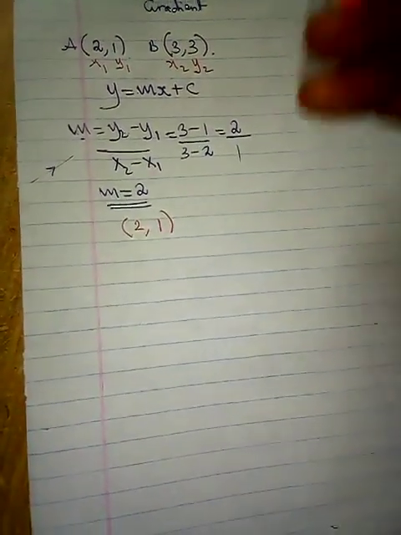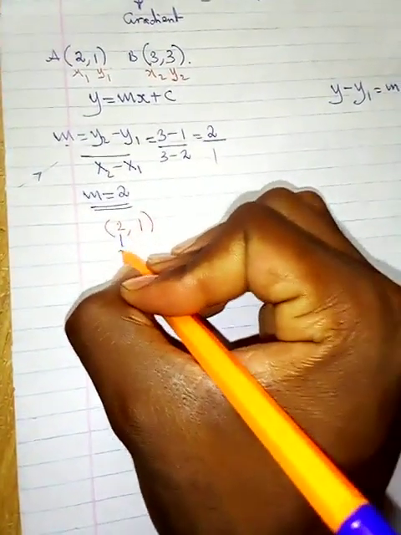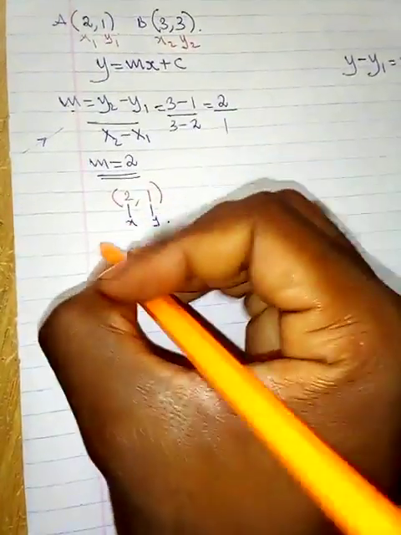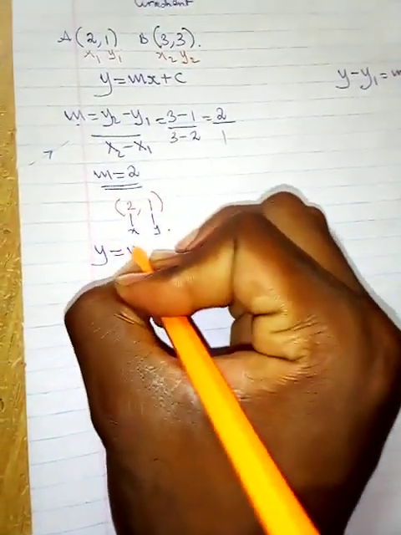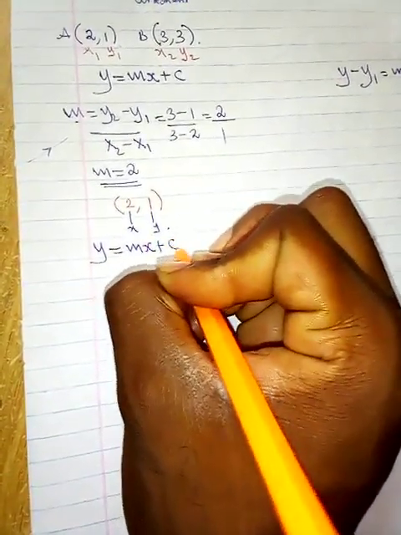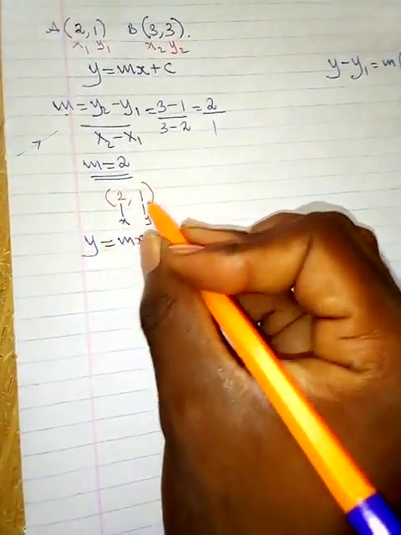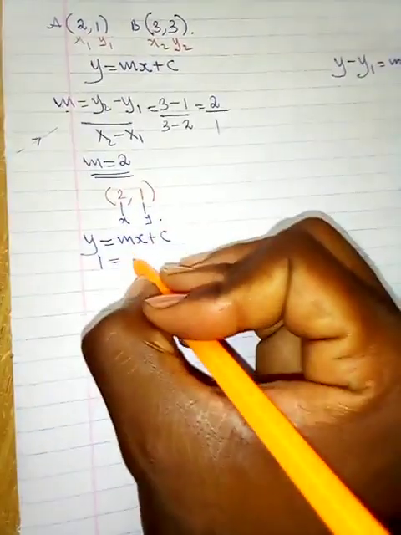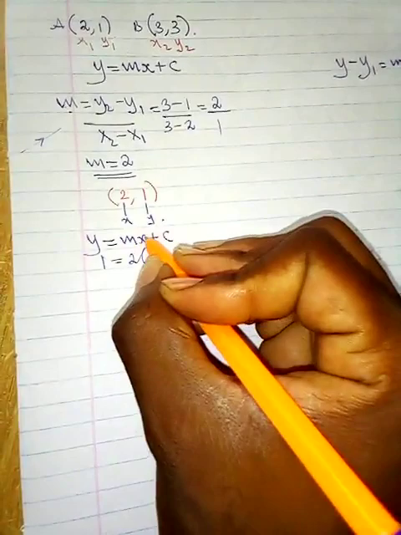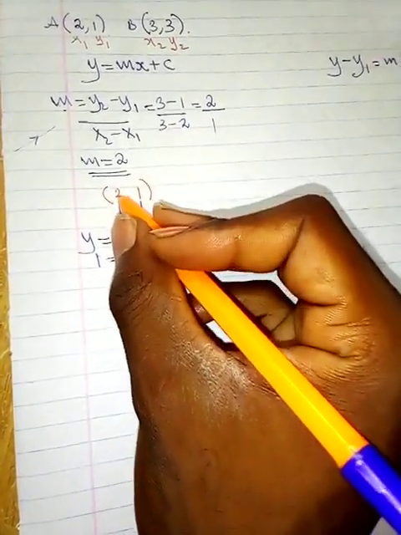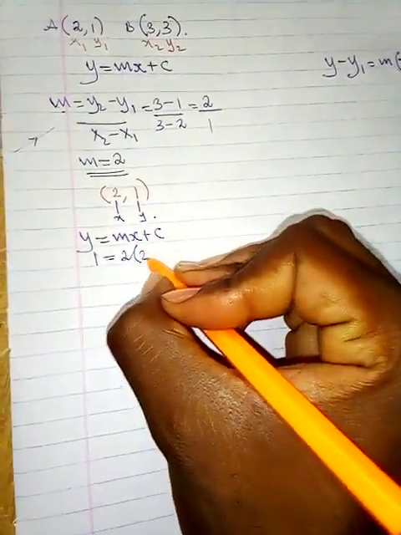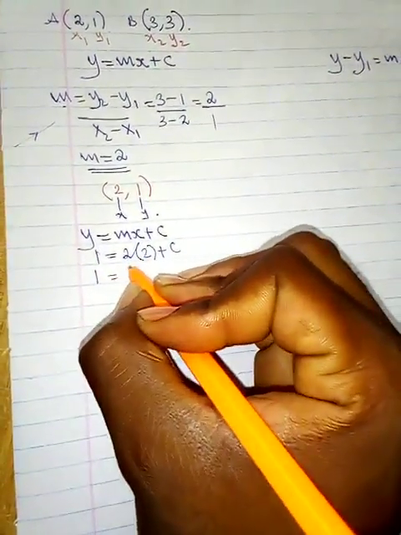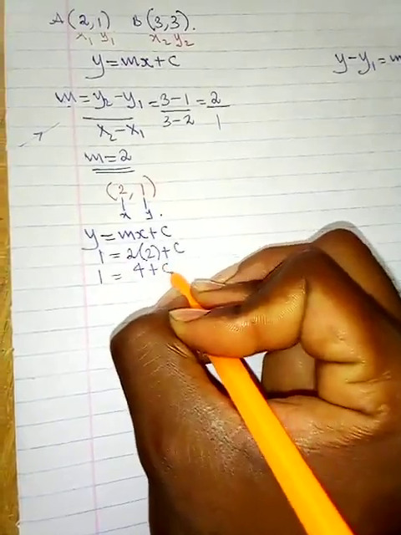Remember, a coordinate is always written in the form x, y. So in this expression, y is equal to mx plus c, where there is y, I'm just going to put 1. M is the gradient, so I'm just going to put 2. X, according to the coordinate here, x is just 2, so I'm just going to put 2 here. Plus c. 2 times 2, 4. Plus c.